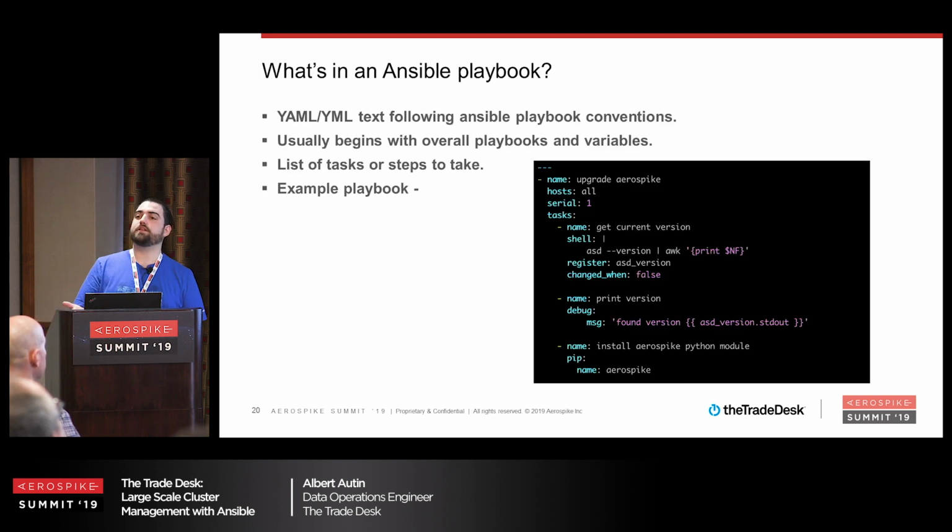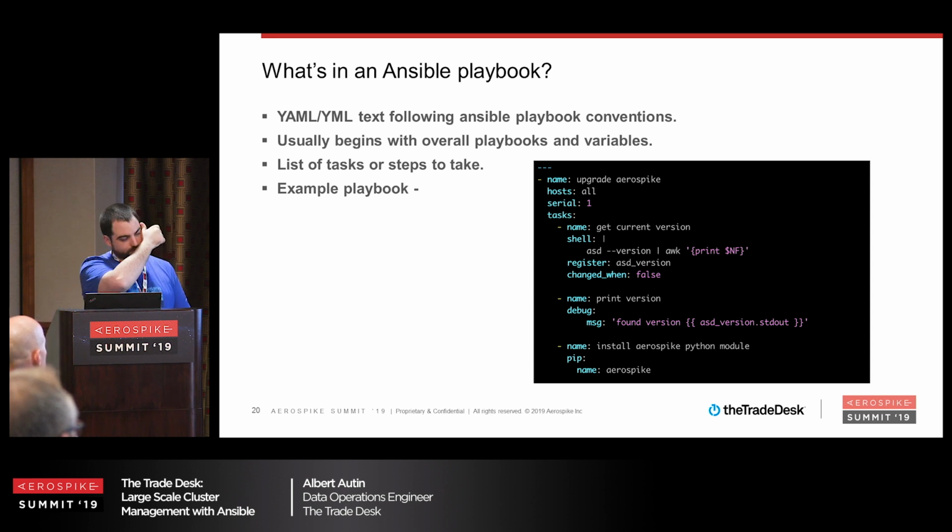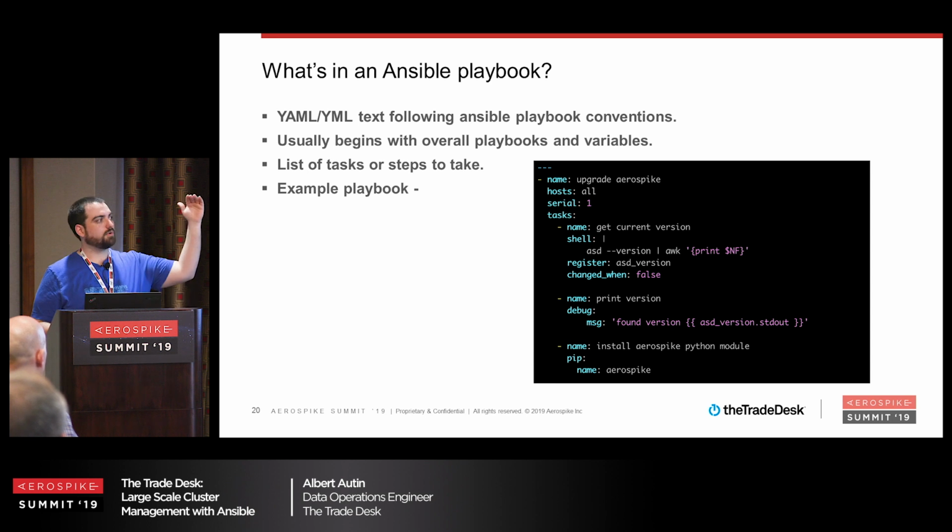So for anyone not familiar with Ansible, this is kind of what a playbook looks like. It's written in plain text YAML. And a playbook usually begins with a few properties. The name of the playbook, which host you're going to target. And one of the key things here is serial 1 on the third line in this Vim screenshot. And that means do these things on one host at a time. So if we gave Ansible a list of 100 hosts, it would do all of these tasks, one node at a time.